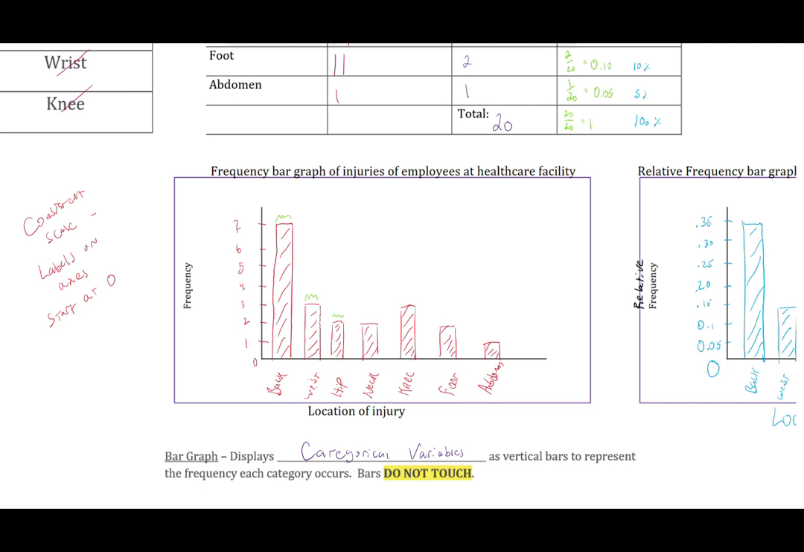Last thing I want to talk about is how we can read a bar graph. If we wanted to, we could look at the foot injury in this one, and we would see that the height, I missed a little bit, the height should be 2, and we could read this as the foot injury has a frequency of 2.